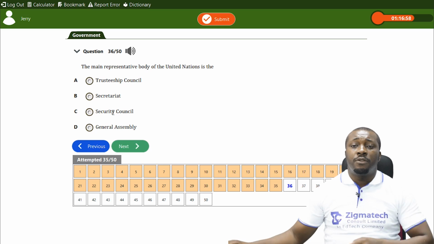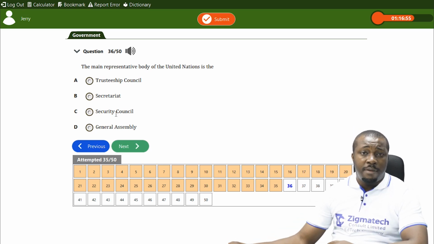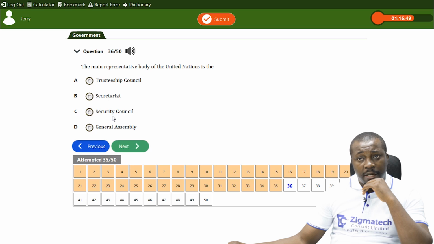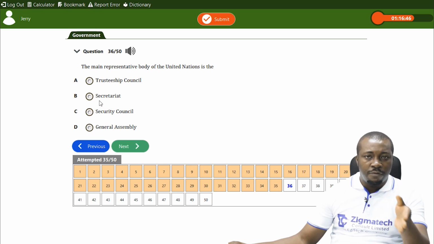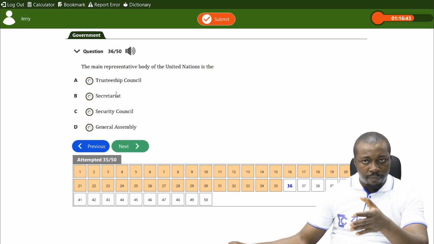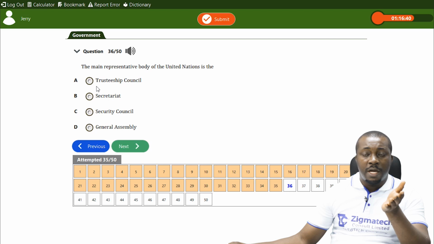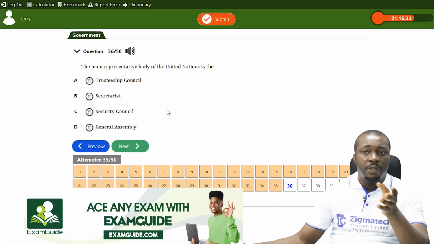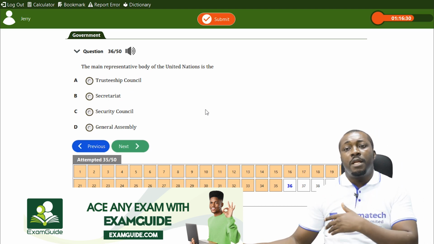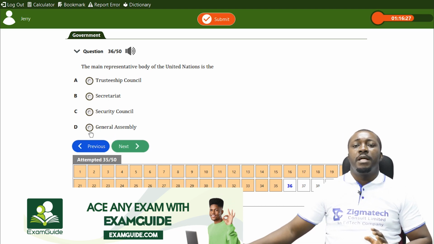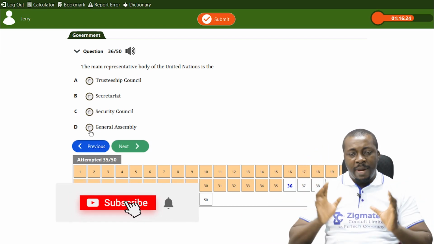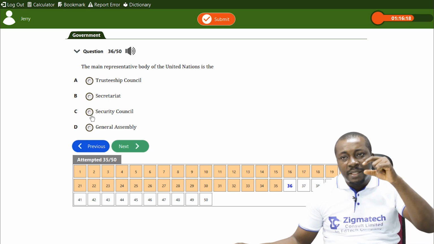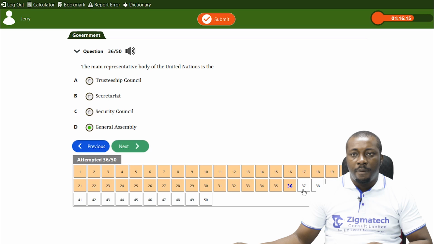Now, the Security Council is the strongest organ, but it has 15 member countries in it, 5 permanent members and 10 non-permanent. We have the Secretariat, which is the administrative organ of the United Nations organization, headed by a Secretary-General. We have the Trusteeship Council, there for the acceleration of independence of trust territories. Of course, we also have the Economic and Social Council. Now, the only organ that has all member countries in it is the General Assembly, and that is why it is the main representative body of the United Nations.